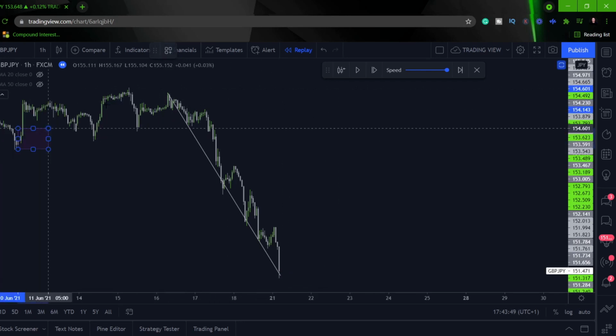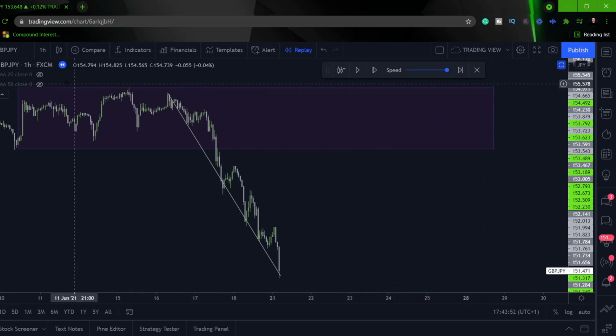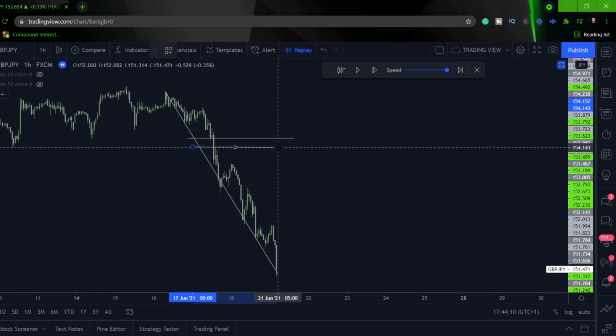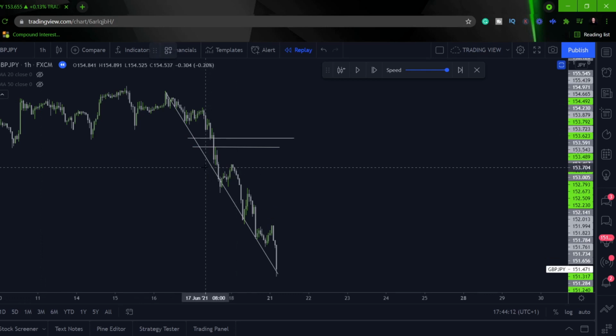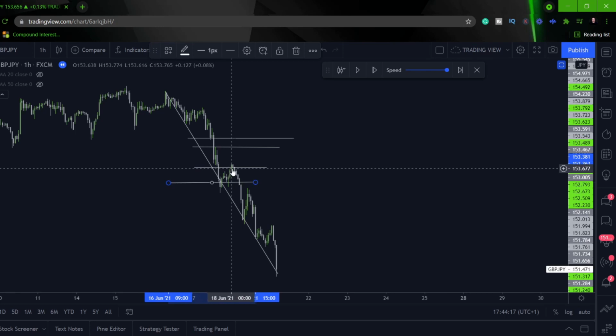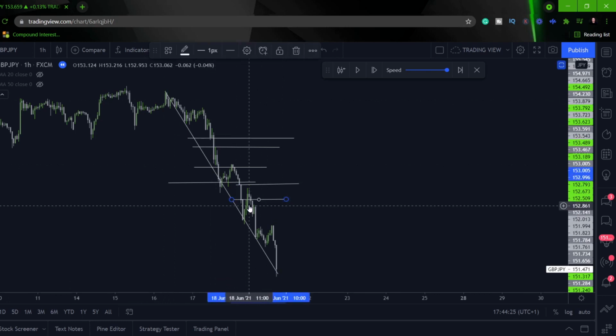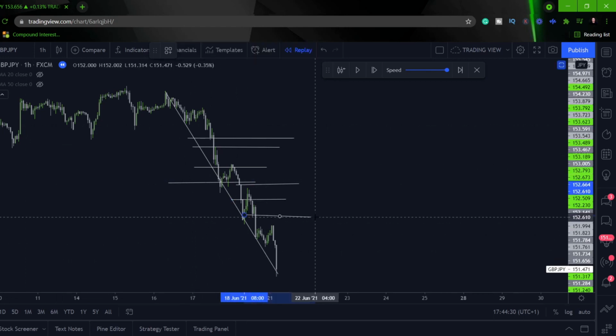Look, we can see through here we've got a large area of distribution, so we know there is going to be a large volume of orders all the way through here. We can see that we have imbalances through here, through there, and through here, which the market came back up to fill, rejected off, which in turn left imbalances there, which the market came back up to fill and then rejected off. We've got imbalances through here.